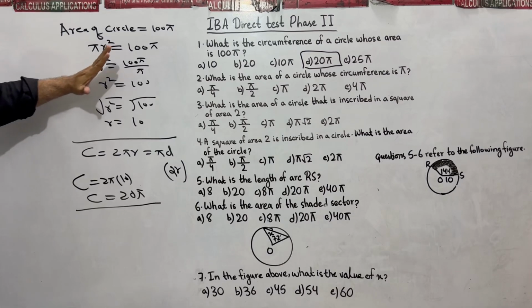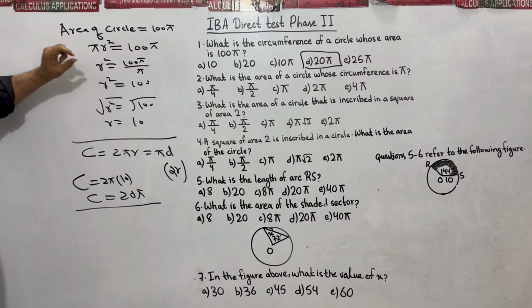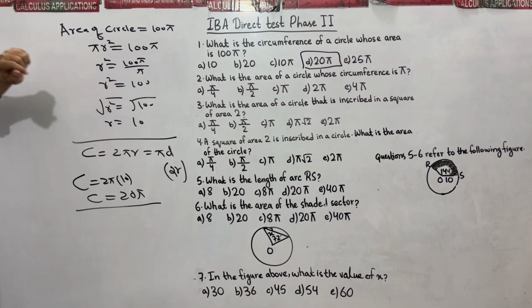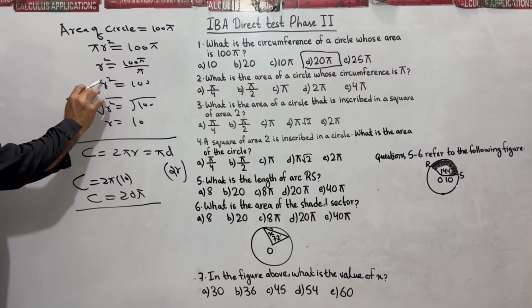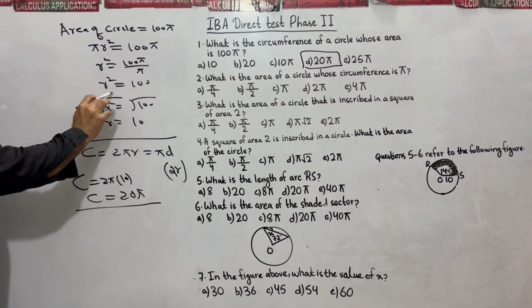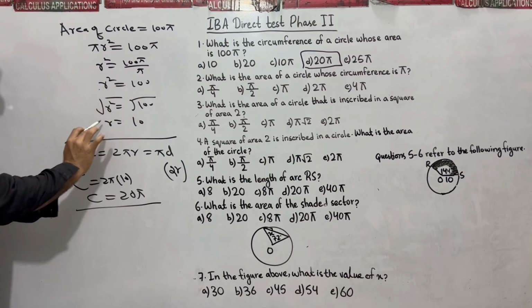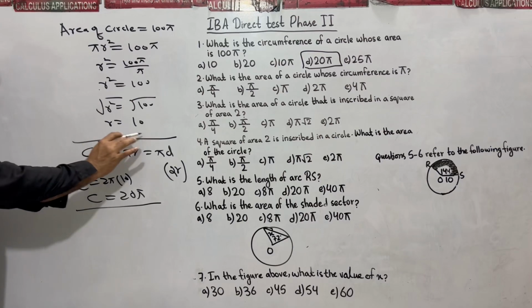Let's brief again. The area of a circle is given to us as 100 pi. Area of a circle is given by pi times r squared. Solve for r: shift pi from multiplication to division, pi cancels out, and r squared is 100. We are interested in r, so to get rid of the square, take the square root of both sides. r is equal to 10.